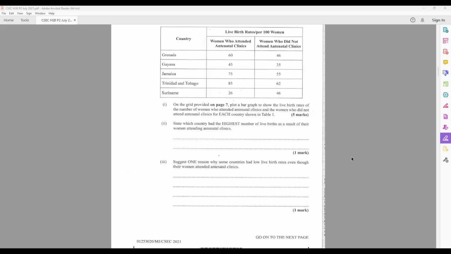State which country had the highest number of live births as a result of their women attending antenatal clinics. So it means we are looking at these numbers here. And the highest one is 85 for Trinidad and Tobago.